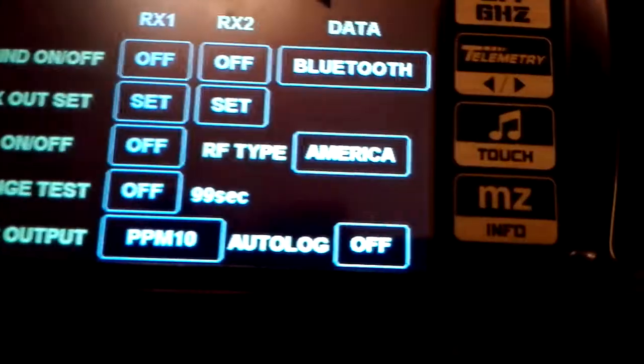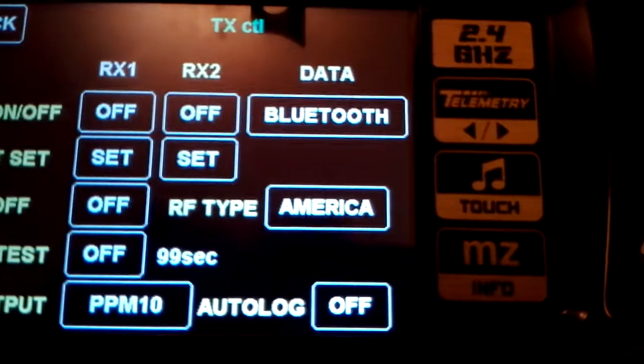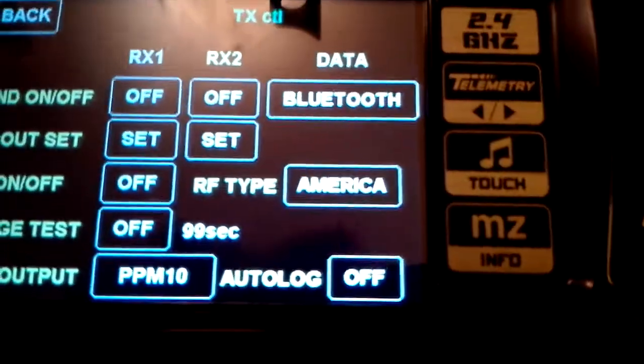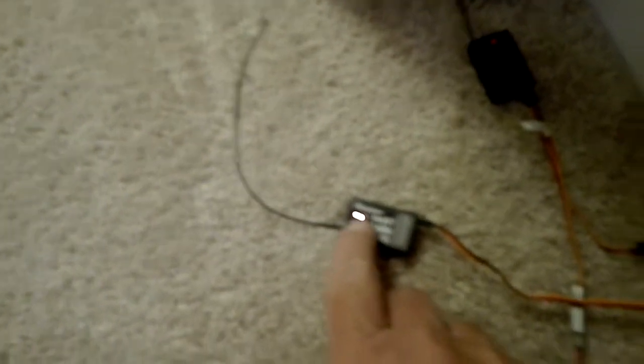One possibility is because receiver number two is not in binding mode. So let's try something else. Let's bind again number one.